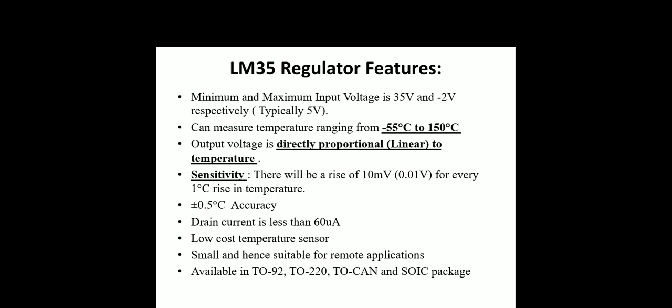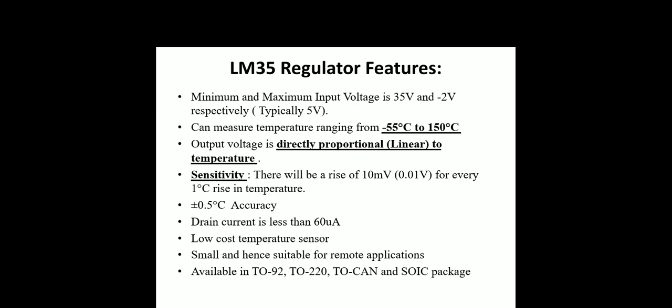Next is plus minus 0.5 degree Celsius accuracy. That is, if the temperature is 30 degrees Celsius, then its output is 0.3 volt. And if the temperature goes to 30.5 degrees Celsius, then its output is 0.35 volt. So we can take the output for both temperatures as 0.3 volt. This is for plus minus 0.5 degrees Celsius accuracy. Drain current is less than 60 milliampere, which is very low. It is a very low cost temperature sensor, small and suitable for remote applications, that is, for distant applications.